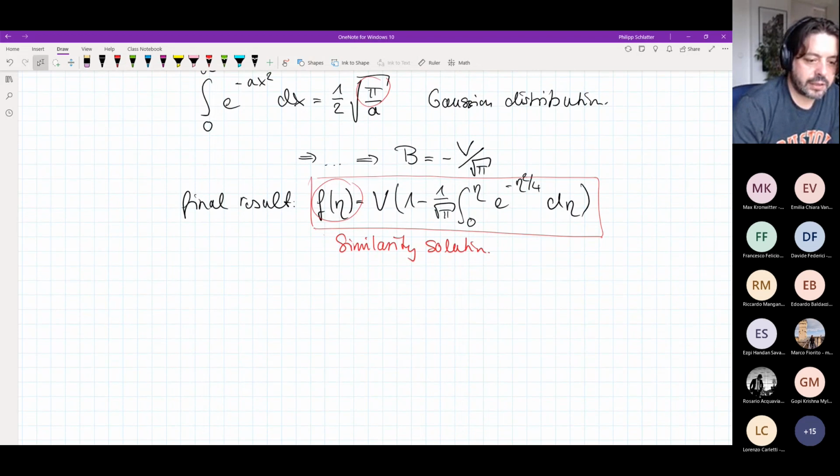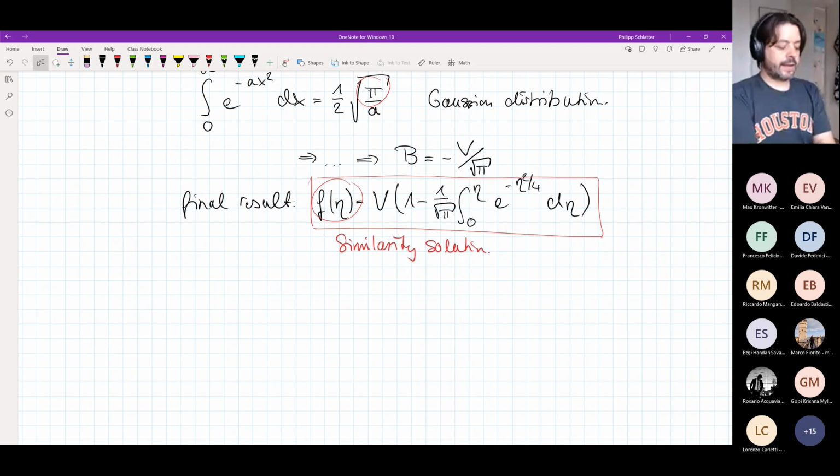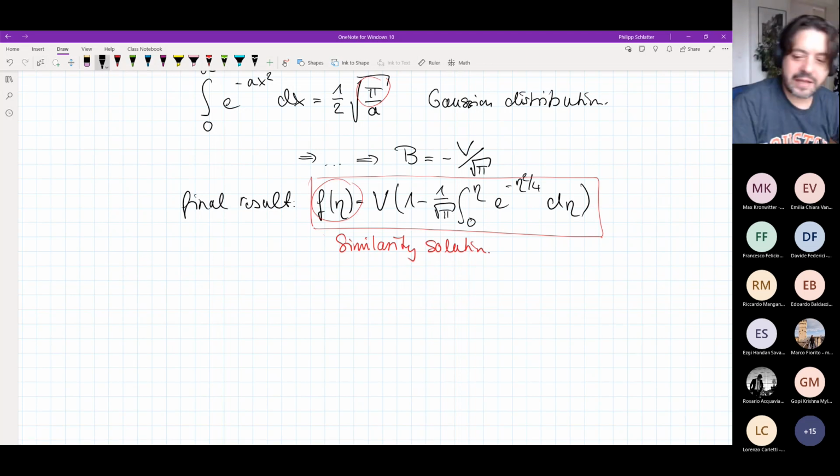So this here is our similarity solution. Now, of course, we could stop at this point. There is actually yet another step that we can make, just to write it in a shorter form, or maybe in a form that is easier to remember, because there's yet another mathematical definition that we can use here.